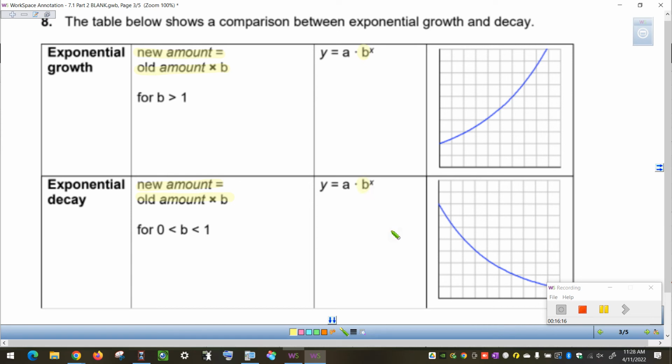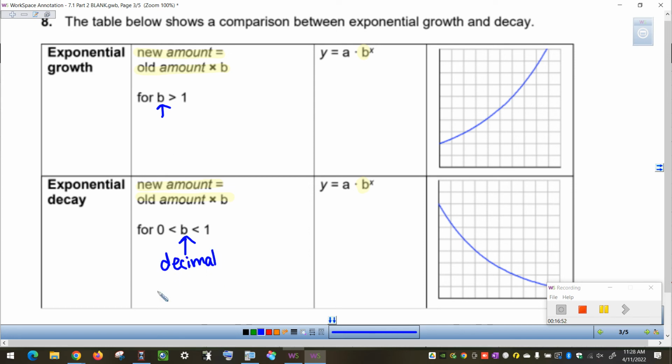The only difference here between growth and decay is that growth is when b is some number that's greater than 1. So if you continually multiply by something bigger than 1, it's going to grow. The end result is going to increase. Now for decay, the number that we continually multiply by is something less than 1. It still needs to be greater than 0, but think about something like what we had today.